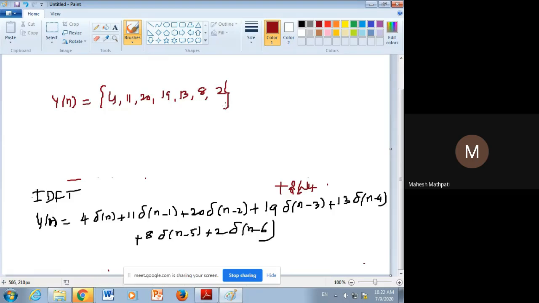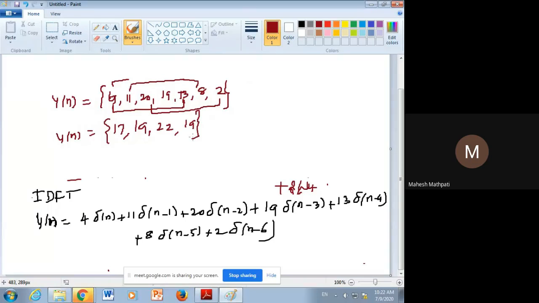So what is the final answer? 17, 19, 22, 19. Okay, the answer will be y of n equals to... this 4 is added with 13, so it is 17, and this 11 is added with 8, so it is 19, and 20 is added with 2, so it is 22, and last is 19.